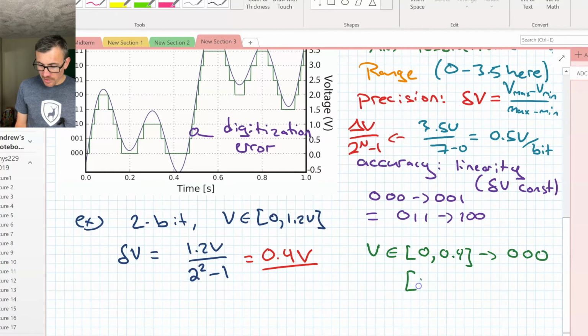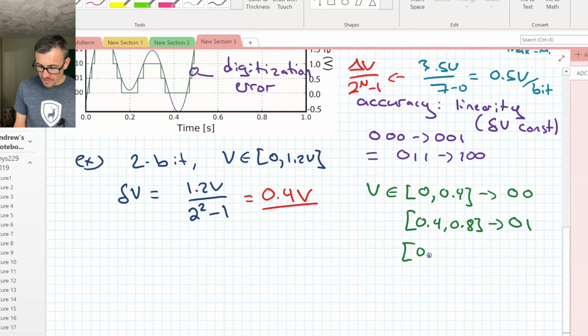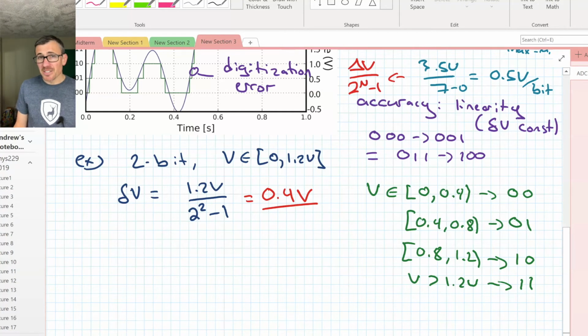So if we're at 0.4 to 0.8, we're going to get 0,1. For 0.8 to 1.2, and I better be a proper mathematician and close these brackets properly, anything up to but not including that, I'm going to get 1,0. And then V greater than 1.2 volts, I'll get 1,1. So you could argue again that the full range of this thing is actually 1.6 versus 1.2 volts.